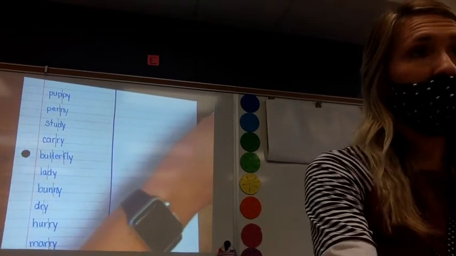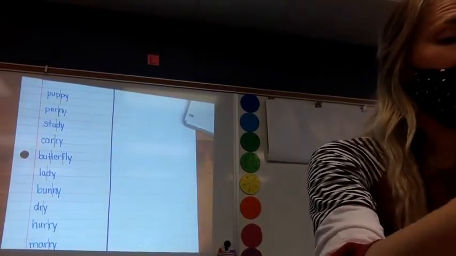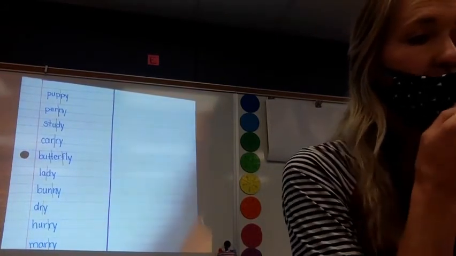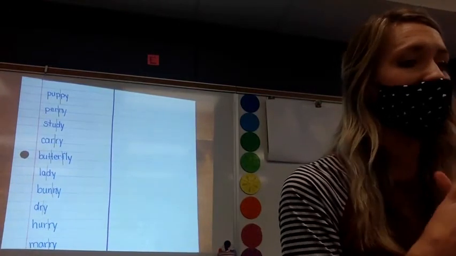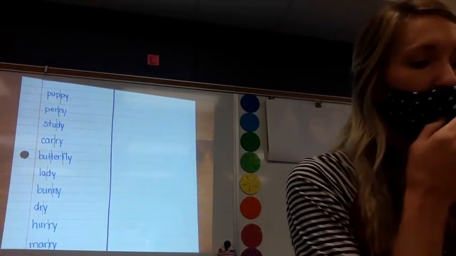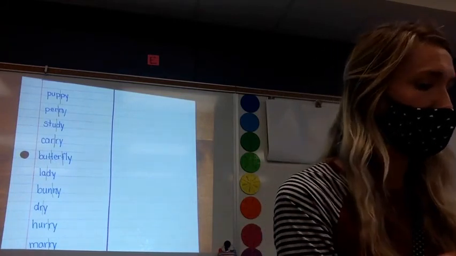We are going to look at how to add our endings today. Sound good? We don't have a ton more time, but we'll do what we can in the time we have. Today, we are going to add the ES. It's the suffix ES to the endings of our words. Now, the ES signals that something is more than one.